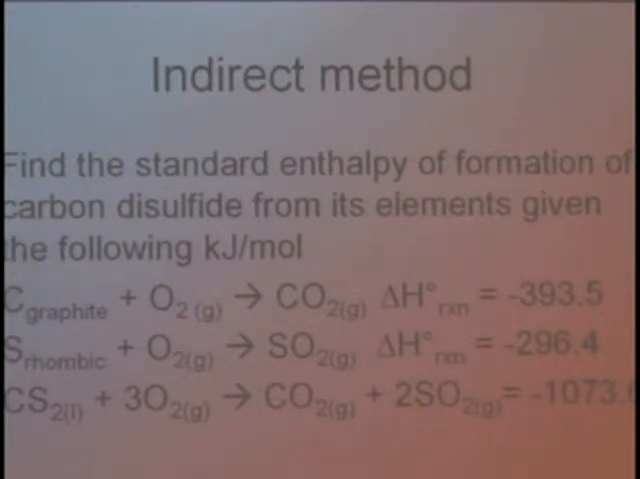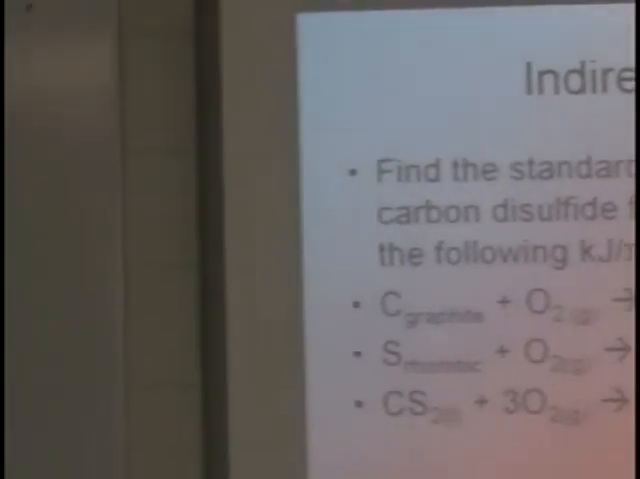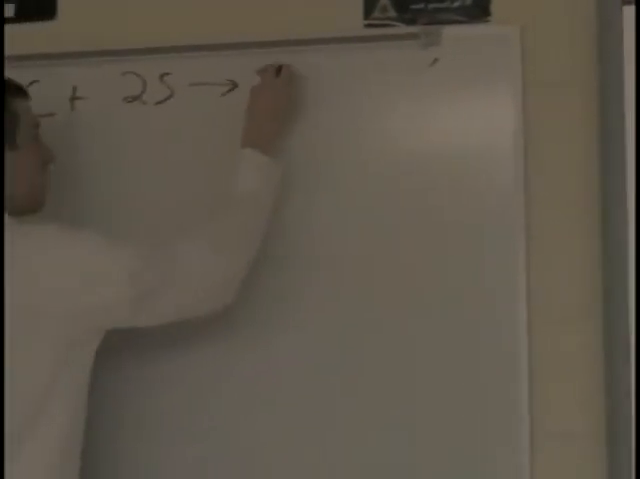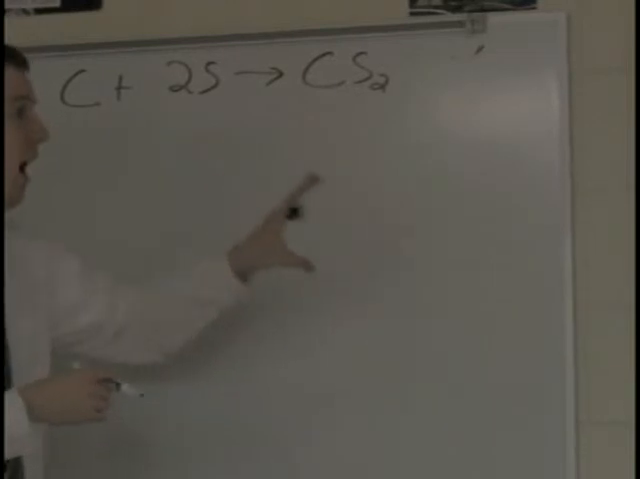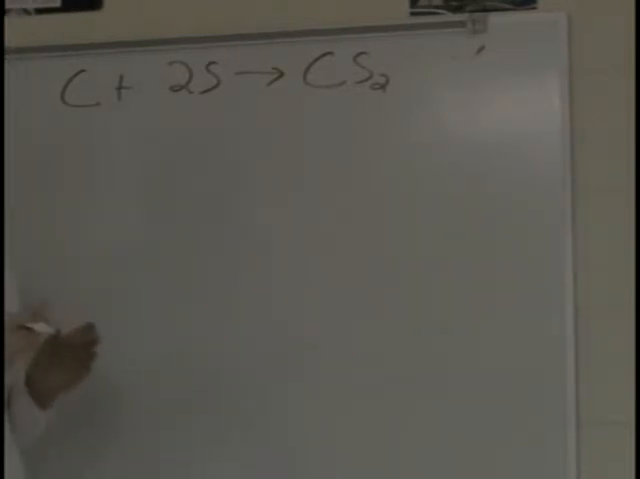First thing I need to do is figure out the equation of carbon disulfide forming from its elements. So that equation would be carbon plus 2 sulfur makes CS2. This is the equation I want to get to. On the smartboard are the equations that I have to begin with. So what I need to do is match these up somehow.